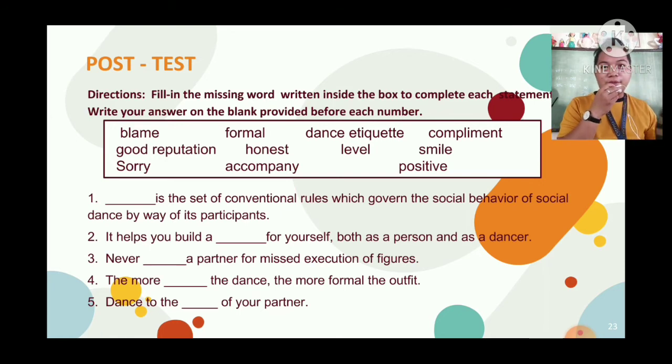Number one, blank is the set of conventional rules which govern the social behavior of social dance by way of its participants. Number two, it helps you build a blank for yourself, both as a person and as a dancer. Number three, never blank a partner for mis-execution of figures. Number four, the more blank the dance, the more formal the outfit. Number five, dance to the blank of your partner.